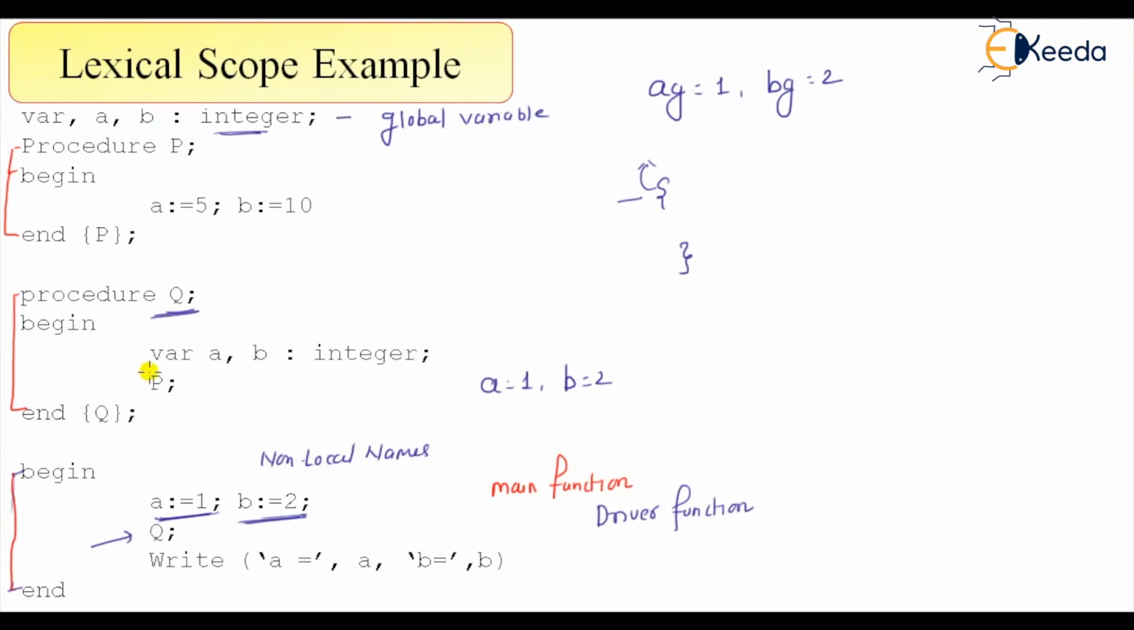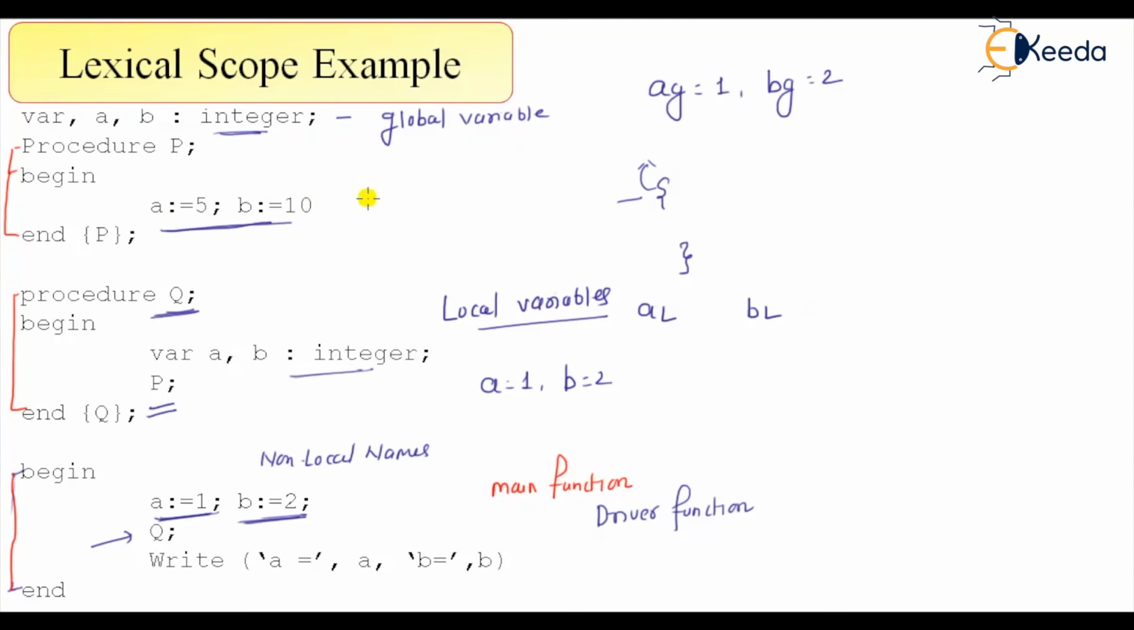Then Q is the call for this function, and this is the function body. We have a and b as integer, and these variables are nothing but local variables. Let me call them al, a local, and bl, b local. Then we have a call for P, and this is the body of P, where I am saying a equal to 5 and b equal to 10.